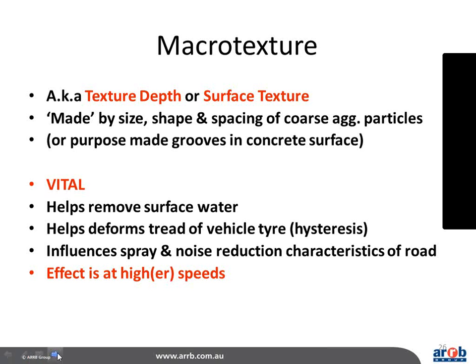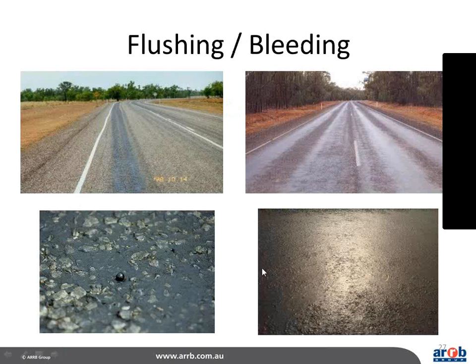Let's see what happens when we start to lose macrotexture. Well, that's when we get what we call flushing, bleeding, or fatting up in some jurisdictions. Top left you see a bituminous surface that's starting to show signs of flushing or bleeding. There's some excess bitumen, and it's working its way to the surface in the wheel paths.